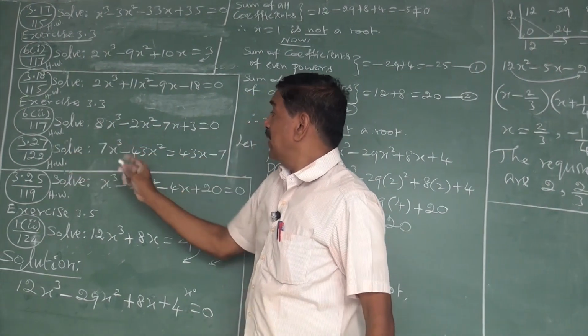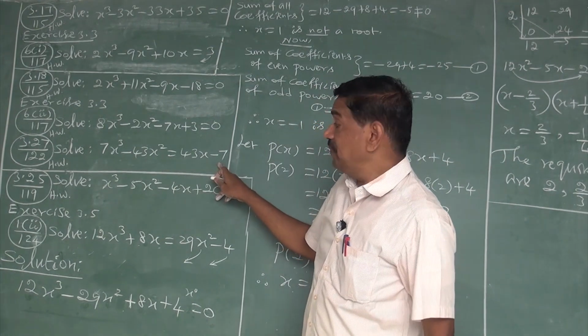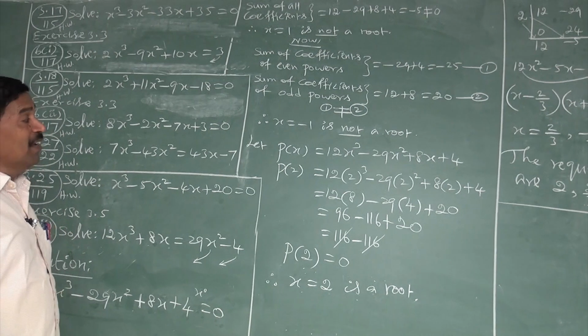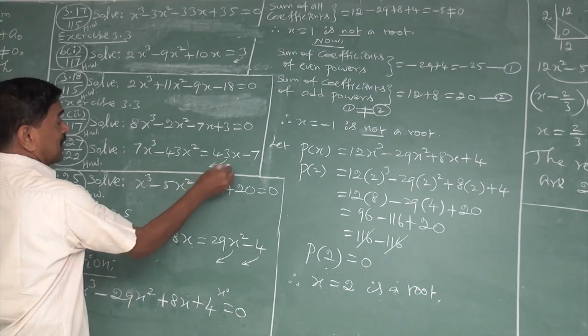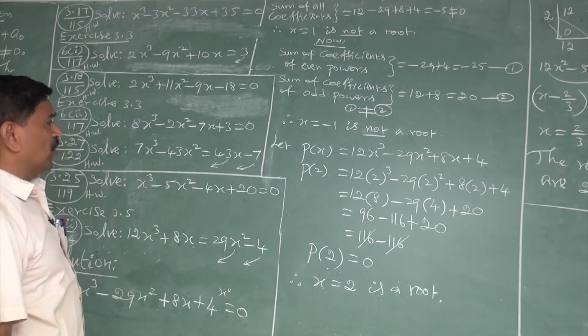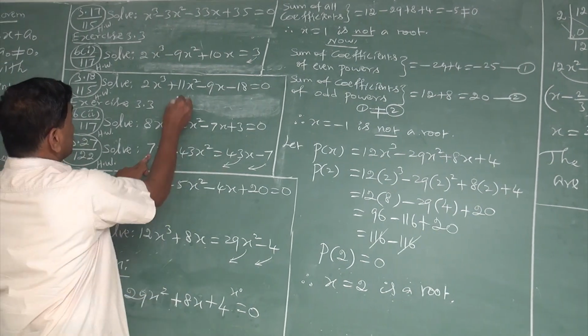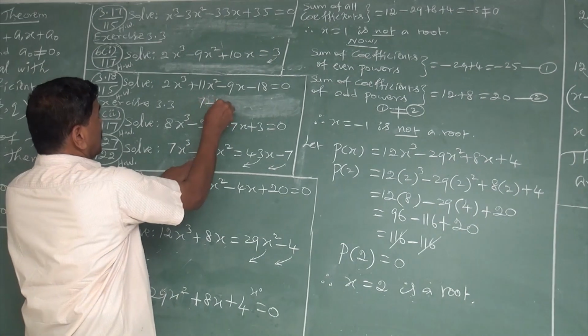Come to the third sum. For the third sum, first identify the sum of all the coefficients. Here, this third question is not in the standard form, because can you tell me? First you want to bring these terms to the left side. That is important. Mind it. Can you tell me the sum of all coefficients? 7 minus 43.